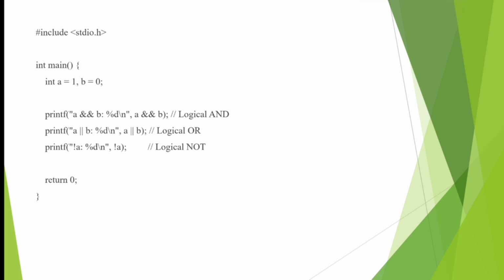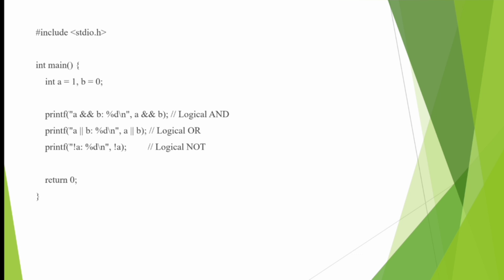So here it will check whether both the values are true. So a equal to 1, b equal to 0. So b is a false value, so then it will return false. And then next we are using the or operator. So a logical or b.